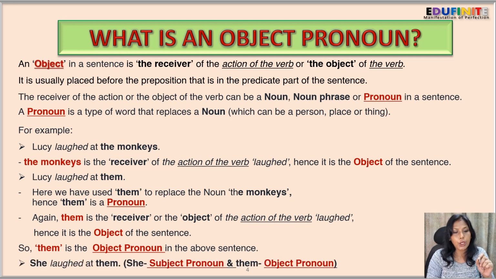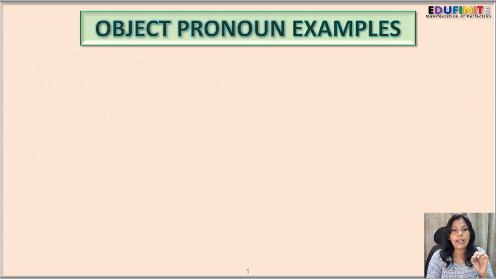Now, she laughed at them. Instead of saying Lucy laughed at them, we can also say she laughed at them, because we've already done subject pronoun and object pronoun. Now we can replace both the nouns, Lucy as well as the monkeys, with she and them. So she laughed at them. So she is the subject pronoun and them is the object pronoun. Next, let's look into the examples of object pronouns and let us understand how we use them.